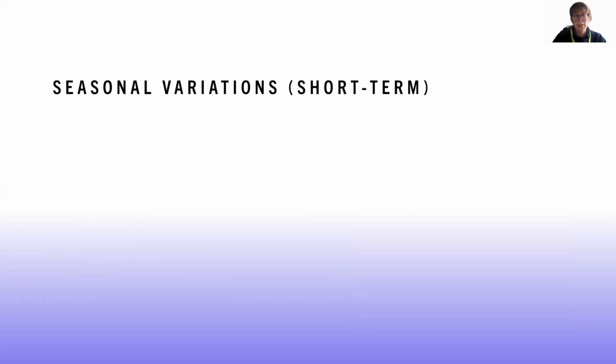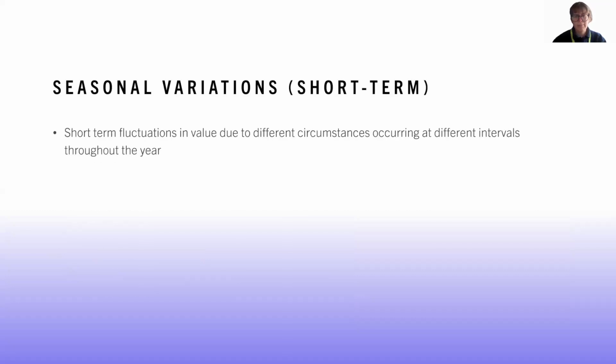Seasonal variations then are that of the short term. So short-term fluctuations in value due to different circumstances occurring at different intervals throughout the year. So an example would be that snow blankets are going to be highest in the winter for their sales. In the summer, you may see that ice cream is going to be in much more of a demand for customers to buy than what it's going to be in the colder winter months.